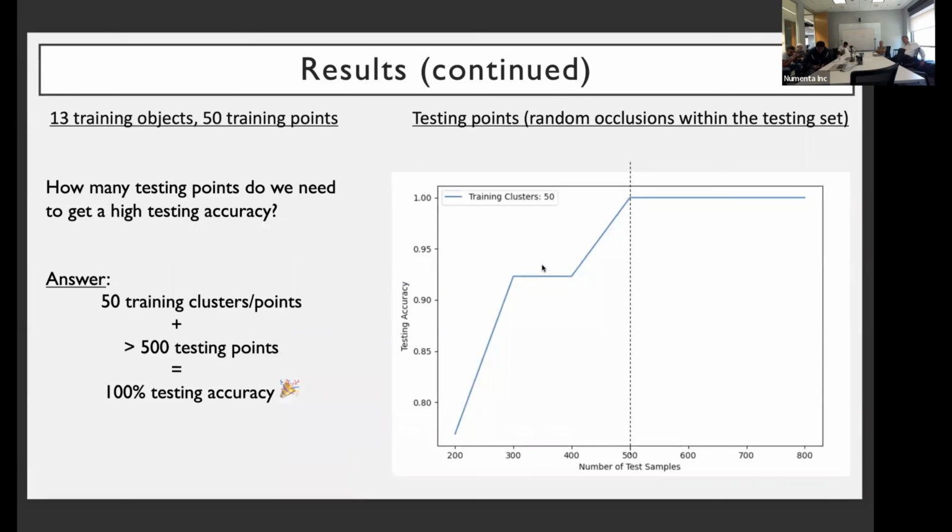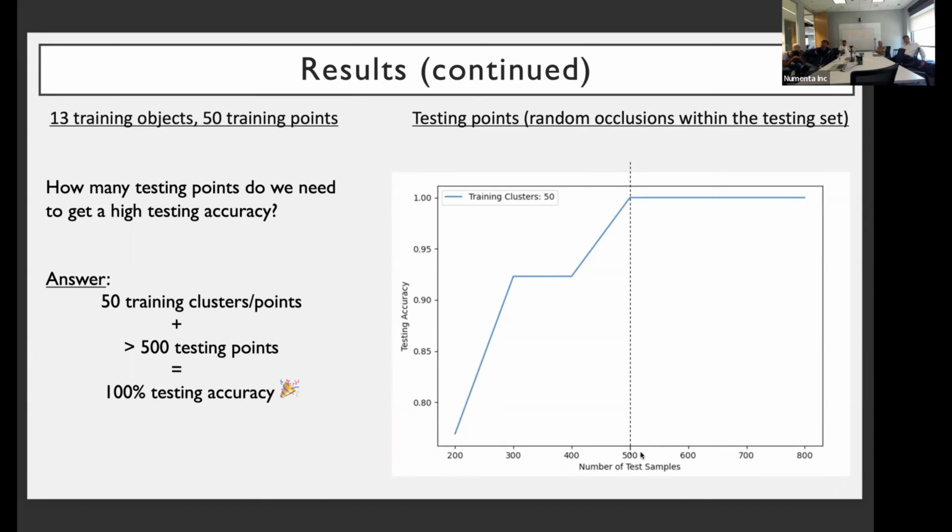Okay. This is the second subset of testing, and this is not doing that uniform random sampling. This is looking at random occlusions within the testing set. I didn't vary the number of training points. I used the same as before, so 50 training points, same 13 objects. And the question I want answered here is, how many testing points do I need to get a high enough testing accuracy? Over here on the plot, you can see that I've used quite a reasonable number of testing samples for these occlusions, anywhere from 200 to 800.